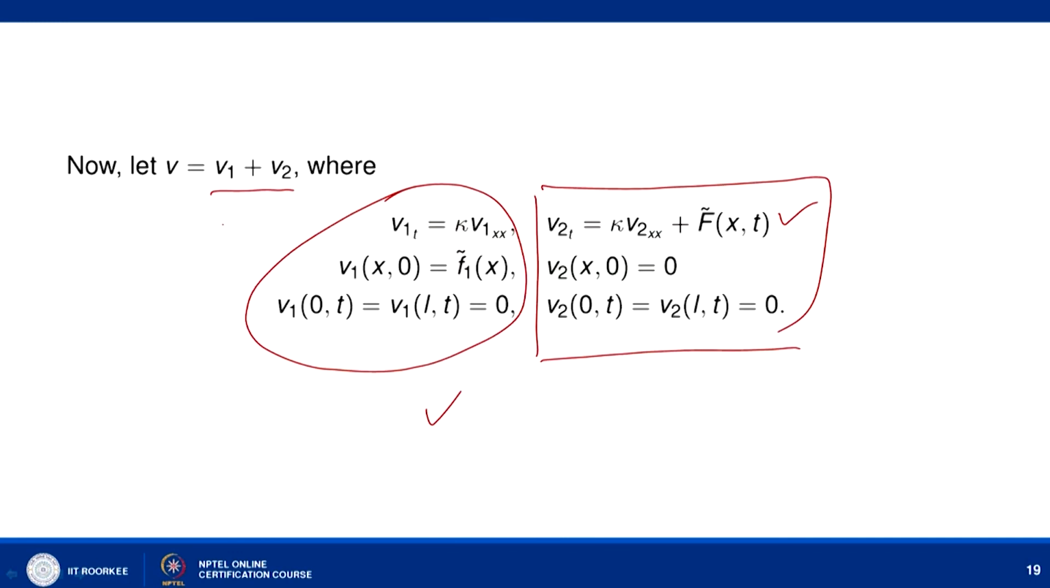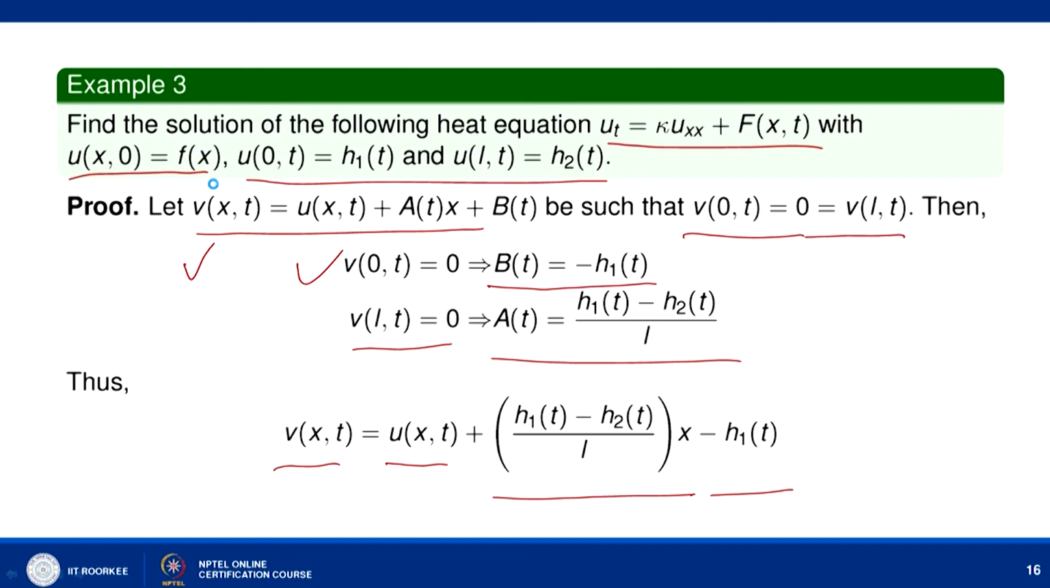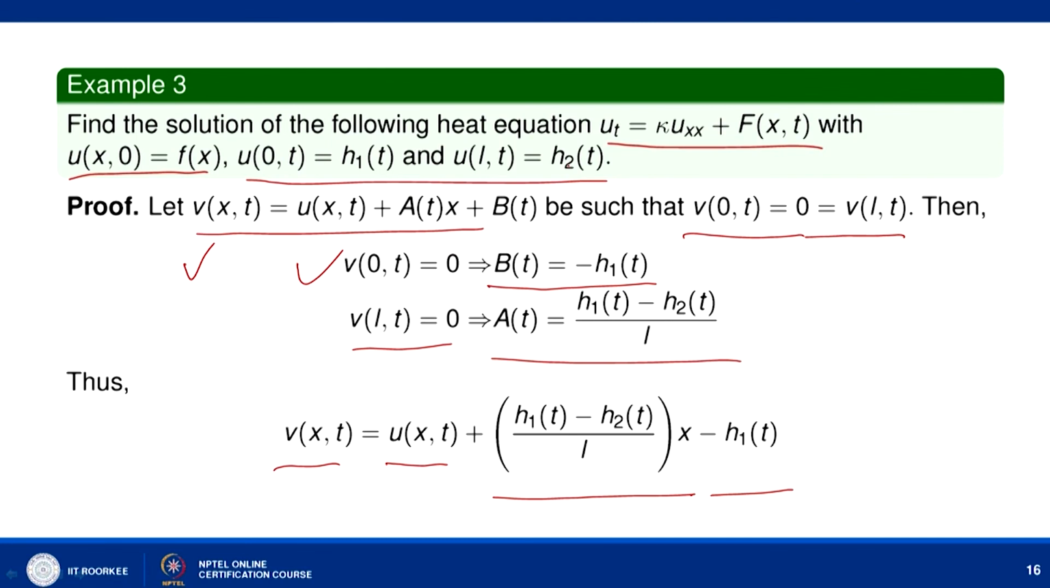Then we can find our v, and once v is known you can find u using the relation this, that u(x,t) is equal to v(x,t) minus A(t)x minus B(t). So, you can solve a very general problem, that is u_t equal to k u_xx plus f of x,t, and u(x,0) equal to f of x, u(0,t) equal to h1(t), and u(L,t) equal to h2(t). And the similar thing you can do for the non-homogeneous wave equation with non-homogeneous boundary condition and non-homogeneous initial condition.